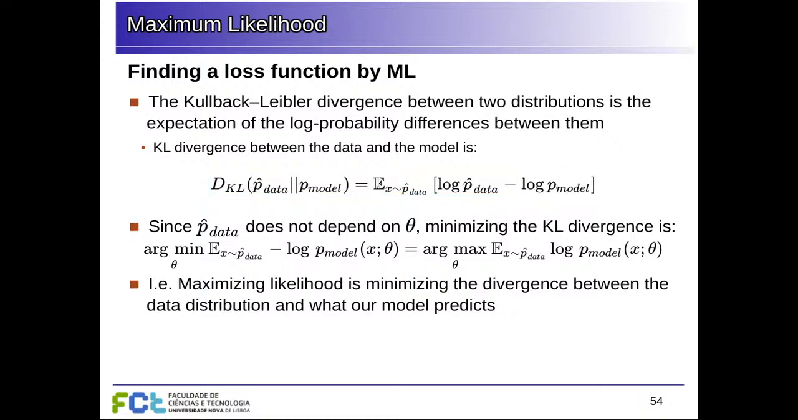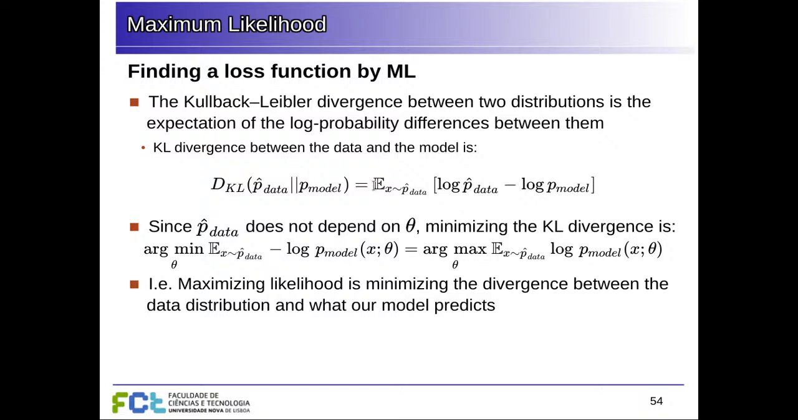Now, if we compare these two, then we can also see that regardless of what the parameters are for our model, this part of the expression is constant, because the way the data is distributed and the universe is giving us the data does not depend on the parameters of the model. Only the estimate given by the model is dependent on the parameters of the model.